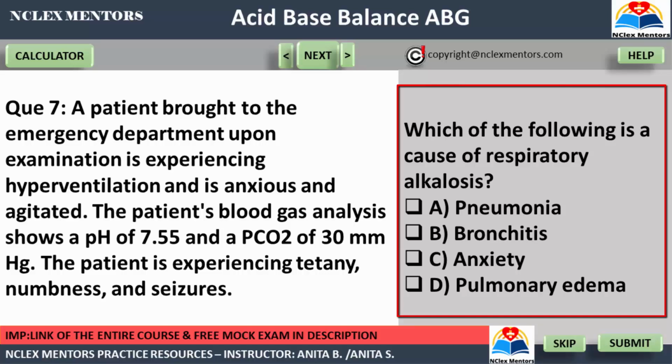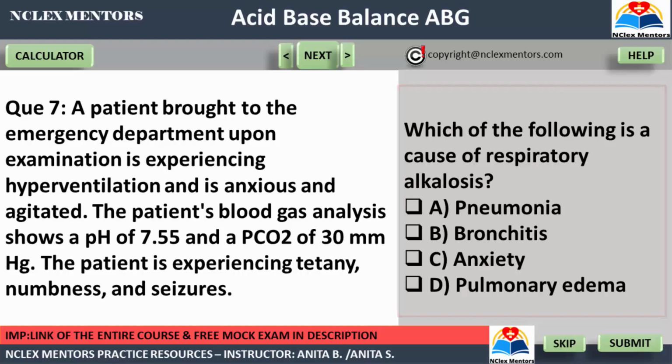The options for this question given on the screen are Option A, pneumonia, Option B, bronchitis, Option C, anxiety, Option D, pulmonary edema. I will give you some time to go through the question and the options. You can see the timer running on the upper right-hand corner of the screen, but if you need more time, you can pause the video as well.